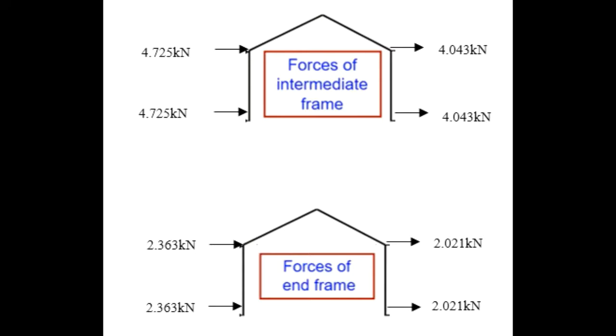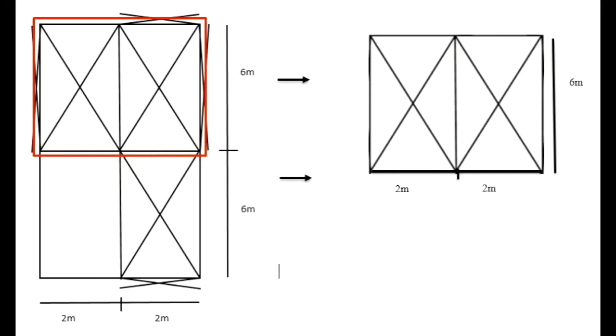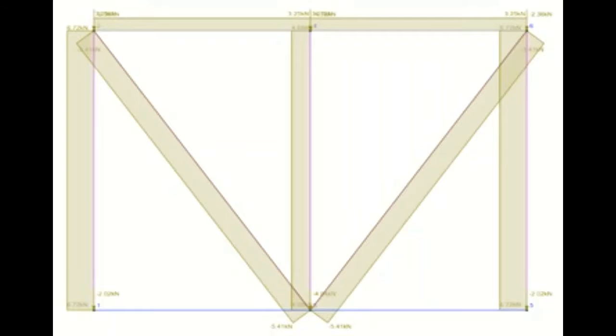Forces of intermediate frame are 4.725 kilonewtons of pressure and 4.043 kilonewtons of suction. Forces of end frame are 2.363 kilonewtons of pressure and 2.021 kilonewtons of suction. Design roof bracing. The diagonal members require 5.41 kilonewtons of tensile strength and will be designed with a 50 by 50 by 8 equal angle, and the struts require 6.72 kilonewtons of compressive strength and will be designed with a 65 by 65 by 1.6 square hollow section.